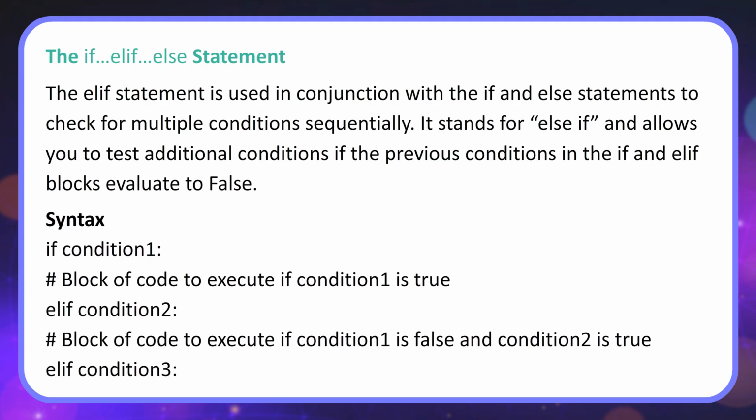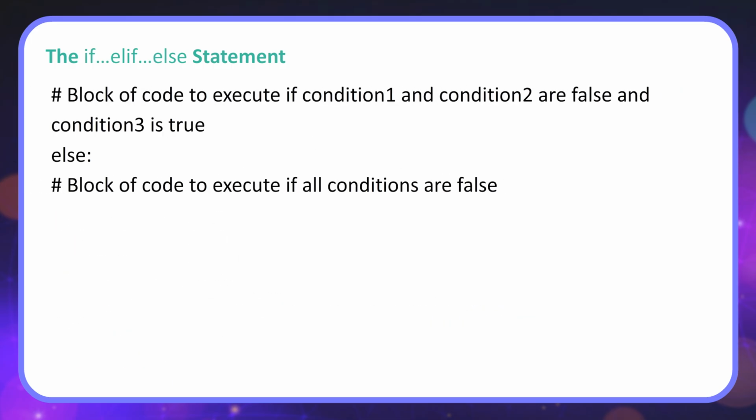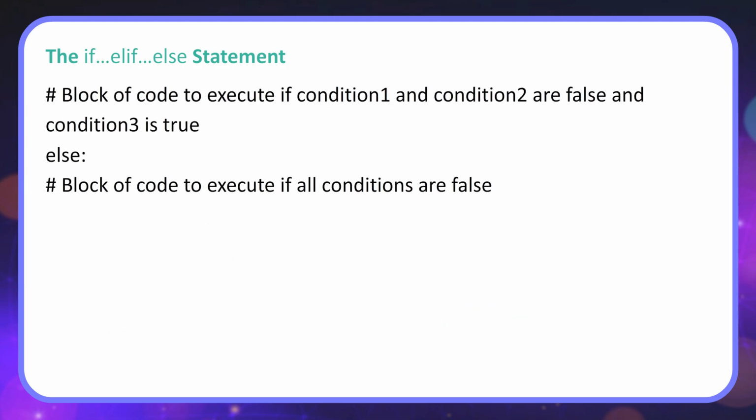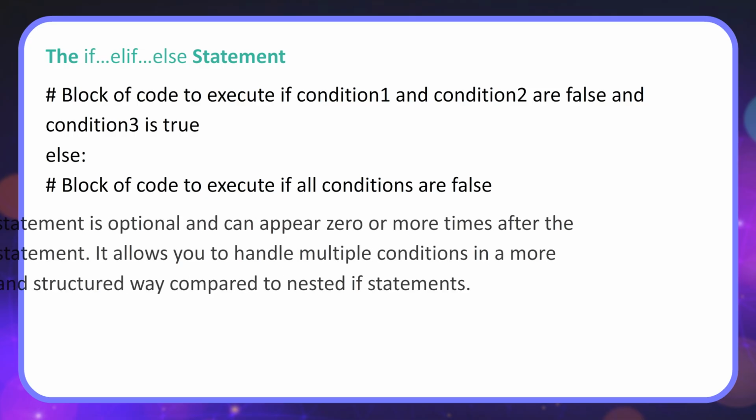Syntax. If condition 1: # block of code to execute if condition 1 is true. Elif condition 2: # block of code to execute if condition 1 is false and condition 2 is true. Elif condition 3: # block of code to execute if condition 1 and condition 2 are false and condition 3 is true. Else: # block of code to execute if all conditions are false.